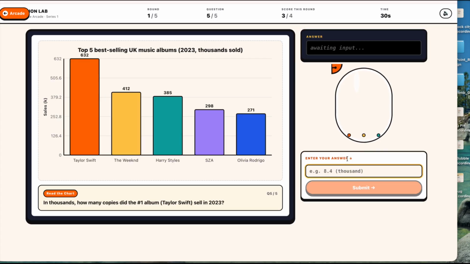The game is built around real data sets, which means every question you answer is genuine data literacy practice.